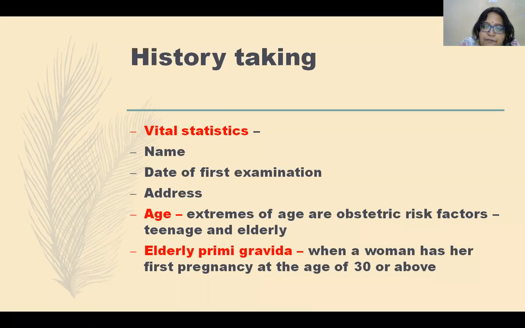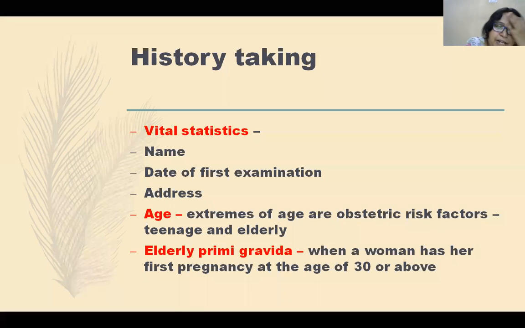Next is, when do we call a woman an elderly primary gravida? When the woman has her first pregnancy at the age of 30 years or more, she is called an elderly primary gravida. Why do you want to know whether the woman is elderly primary or not? Because there are certain conditions which are associated with increasing age of the mother. Can you tell me any one condition which is increased with increasing age?